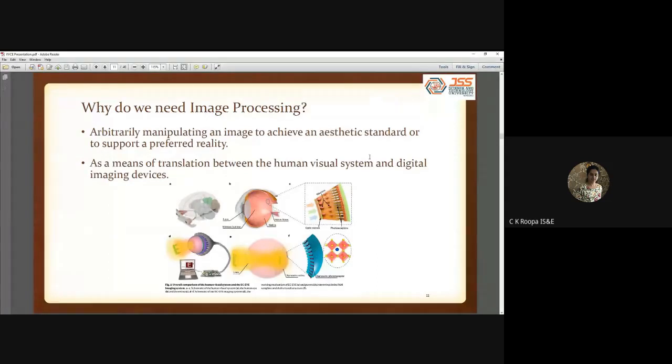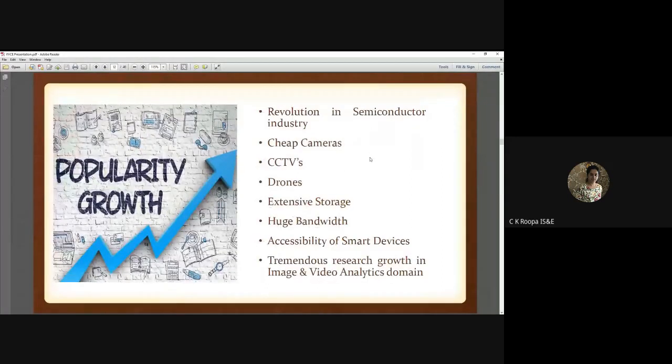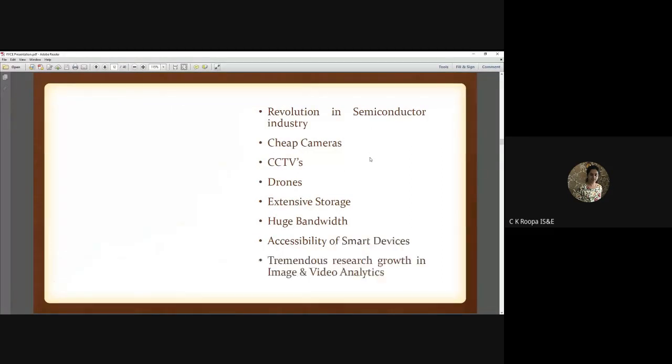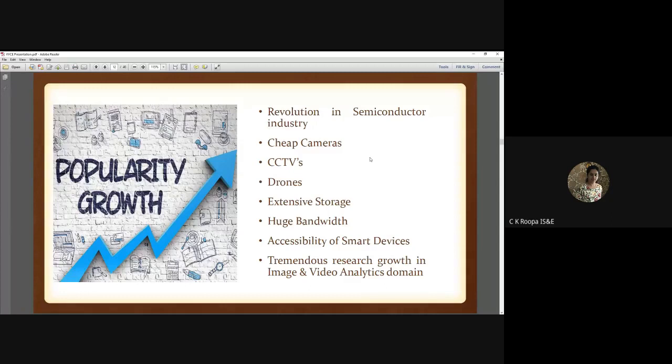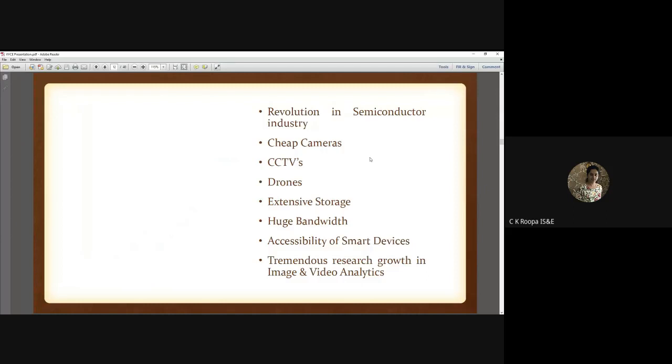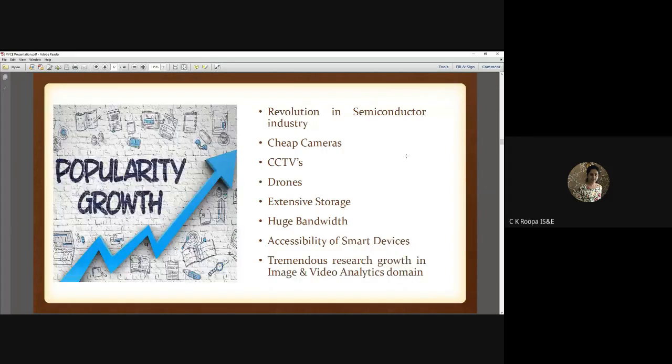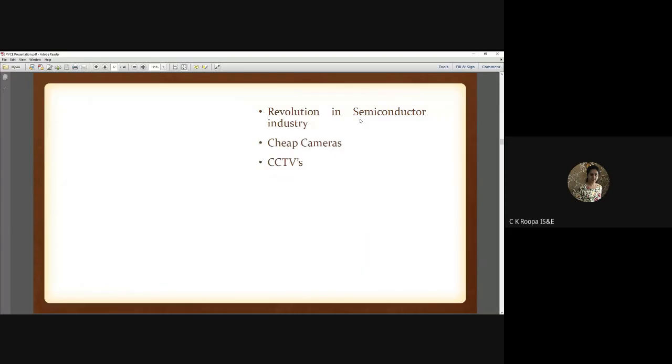But it's not as simple as we are speaking, right? It really requires a lot of mathematics, a lot of physics, and lots of machine learning approaches at the back end. Why is it playing a very important role, especially in the present scenario? Because of the following things, right? There is a revolution in the semiconductor industry because every farmer has got a potent set of smartphones available, right?